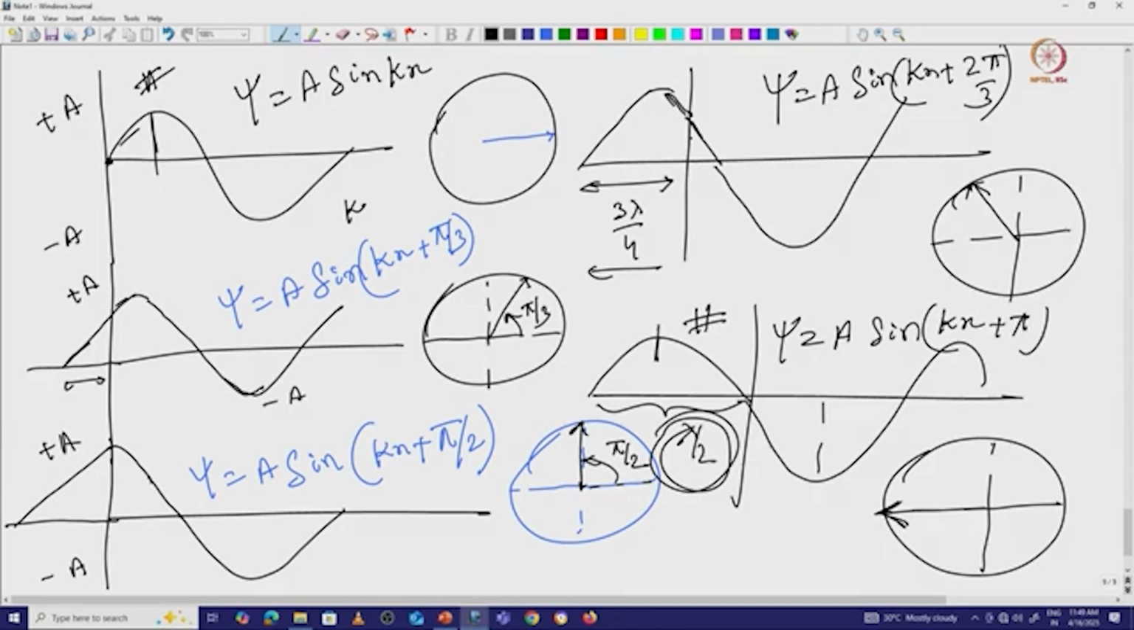So, I will stop here today, and in the next class we will discuss more about how we get the diffraction pattern and how we can generate images from there, and what is the difference between the diffraction pattern and the images.